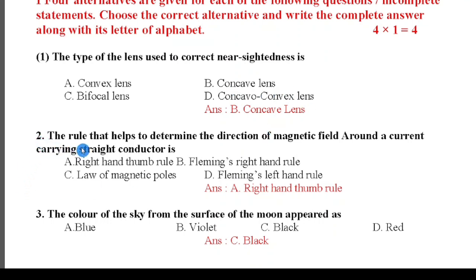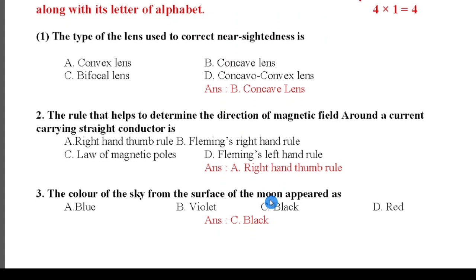Second question: the rule that helps to determine the direction of magnetic field around a current carrying straight conductor is, we need not see the options directly, we can write option A, right hand thumb rule. By using that only we can determine the direction of the magnetic field around a current carrying straight conductor. Next, third one: the color of the sky from the surface of the moon appears as blue, violet, black or red. The color of the sky from the surface of the moon appears black. So option C, black color.